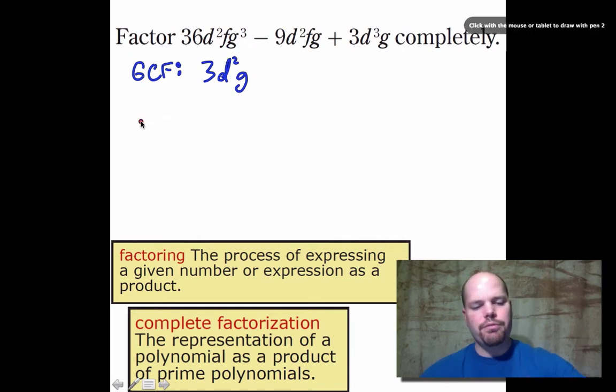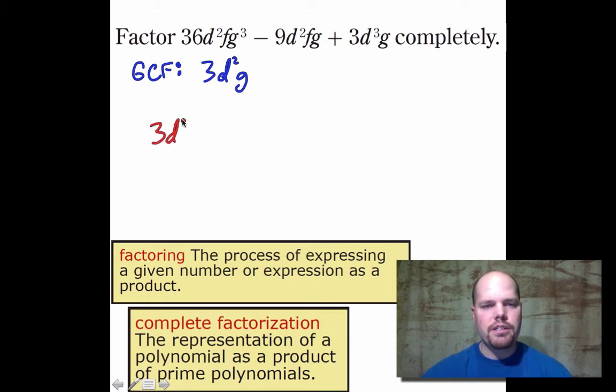Okay, so we go ahead and factor that out. So it would be 3d squared g times the quantity. Okay, so it's like factoring something out, reverse process, so it's like dividing it out. Okay, so 3 times what is 36? Well, 12. Okay, d squared times d squared, that'd be 1. We don't need any more d's there because it's already d squared.